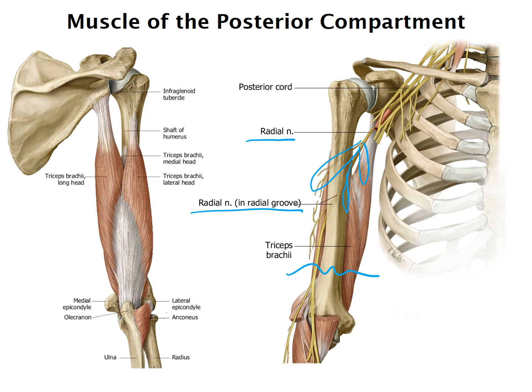The anconeus, as shown here, is a small triangular-shaped muscle of the posterior arm, and it assists the triceps with forearm extension, and it also tenses the capsule of the elbow joint to prevent it from becoming pinched during elbow extension.